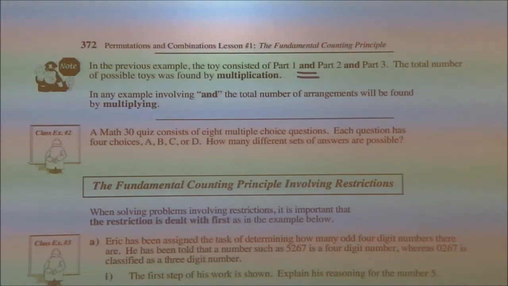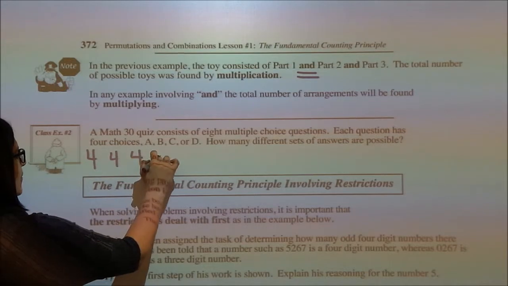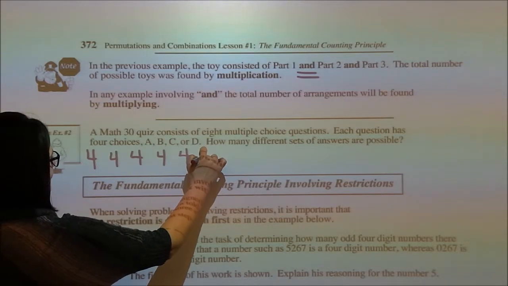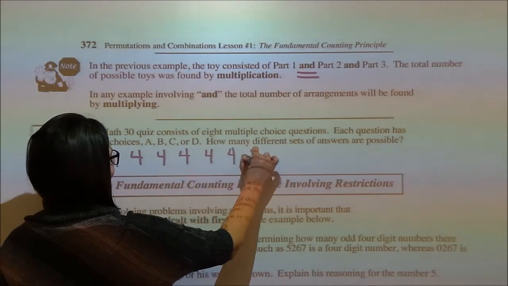In class example number 2, we have a Math 30 quiz. There are 8 multiple choice questions. Each question has 4 possible choices, A, B, C, or D. How many different sets of answers are possible? How many choices do you have for the first question? 4. How many for the second? 4. And the third? 4. 4th? 4. 5th? 4. 6th? 4. 7th? 4. And the 8th? 4.